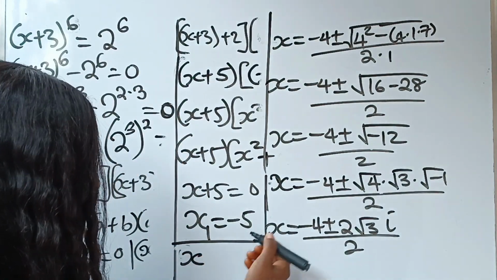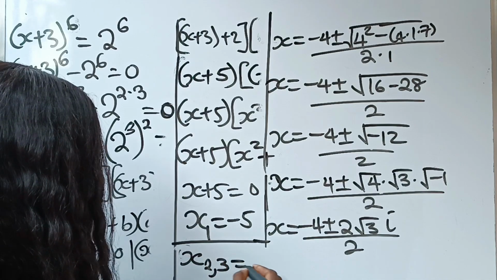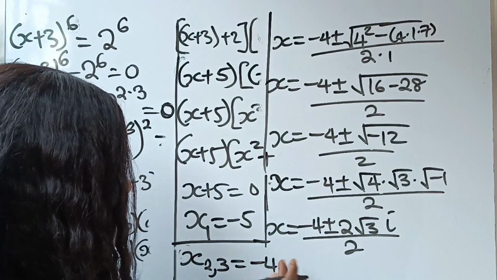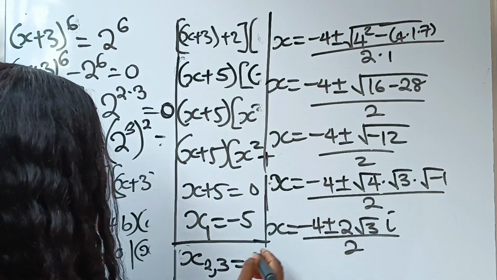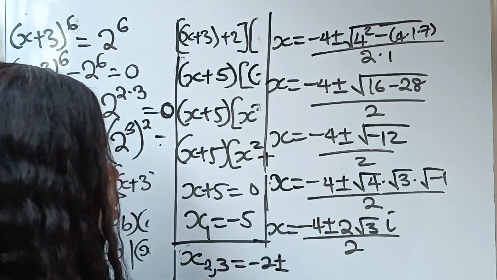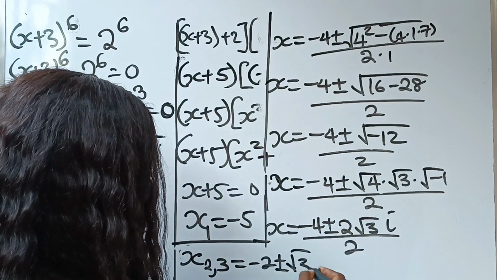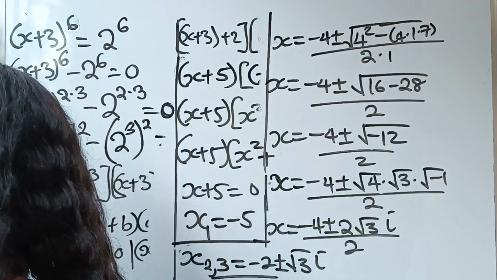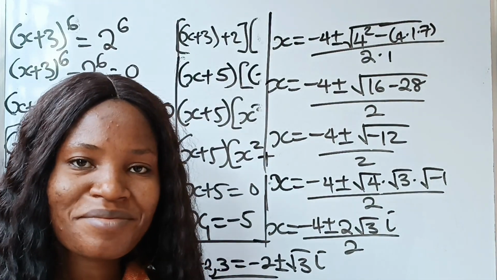So that means we have gotten the first value of x. The second and the third are equal to minus 4 plus or minus root 3i, everything divided by 2. Now let's divide both by 2. Minus 4 divided by 2 will give us minus 2, plus or minus root 3i. So this is the second and the third value of our x.